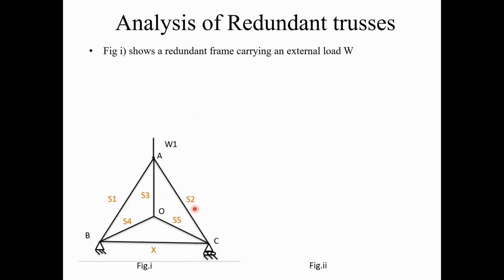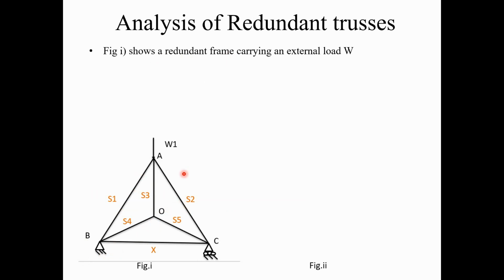Okay, so here there is one more member of the truss than required. So this truss is statically internally indeterminate, but it is externally determinate, while internally it is indeterminate. So we have to now analyze this truss for the analysis of the redundant member.